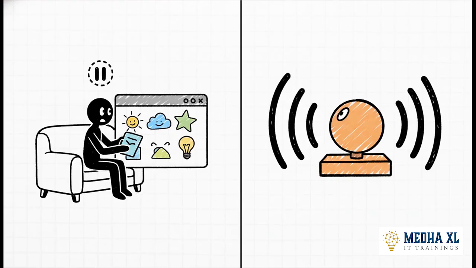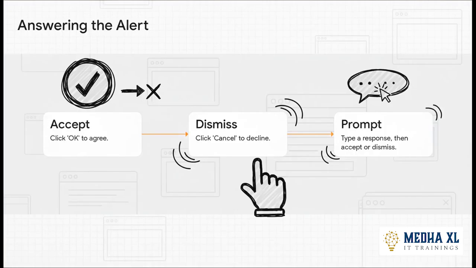Honestly, the best way to think about a JavaScript alert is to imagine a doorbell ringing. As soon as it rings, everything else just stops, right? You can't keep watching your show, you can't continue your conversation, you have to go to the door and answer it. Well, your automation script is in the exact same boat. It's totally frozen until it handles that alert. So, how do we get our script to answer the door?